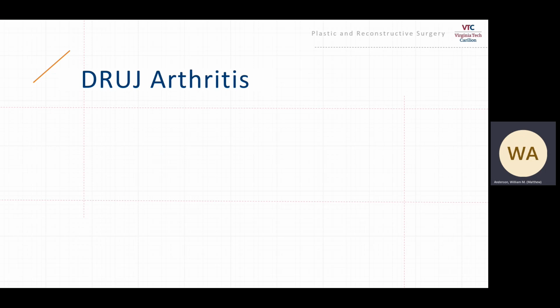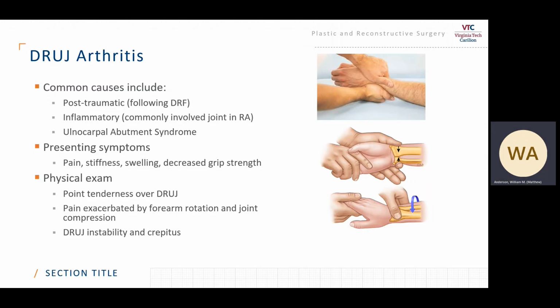So the next progressive pattern of arthritis that I'm going to talk about is DRUJ arthritis. Common causes of DRUJ arthritis are following trauma, such as after a distal radius fracture. Inflammatory arthritides commonly involve the DRUJ. Ulnocarpal abutment syndrome can also lead to DRUJ arthritis.